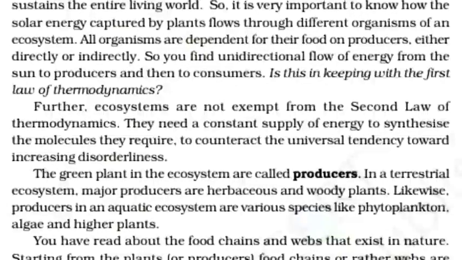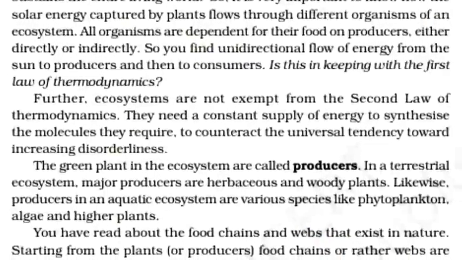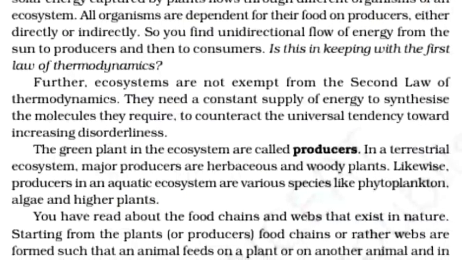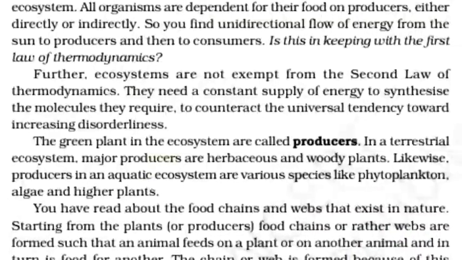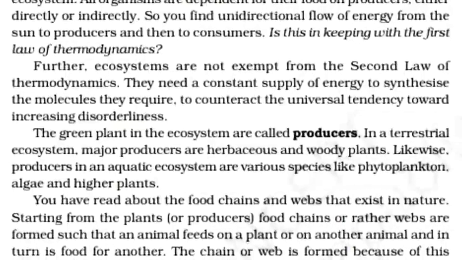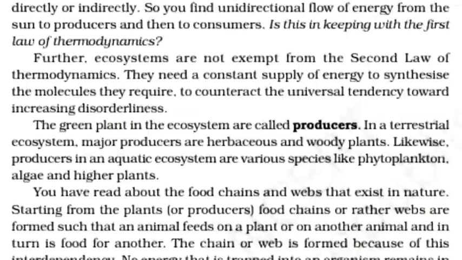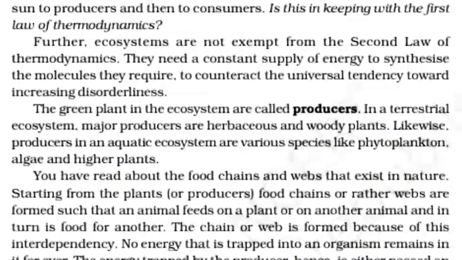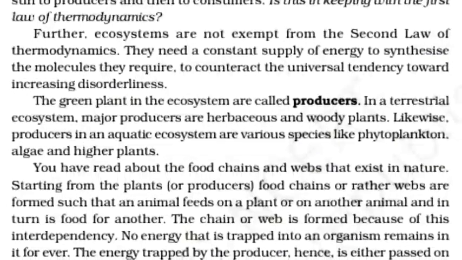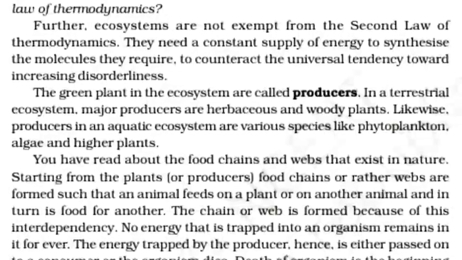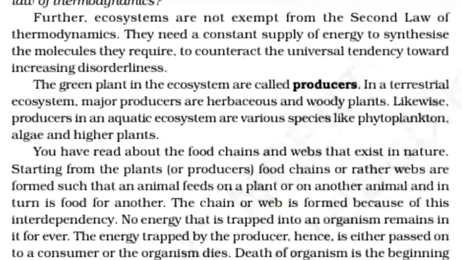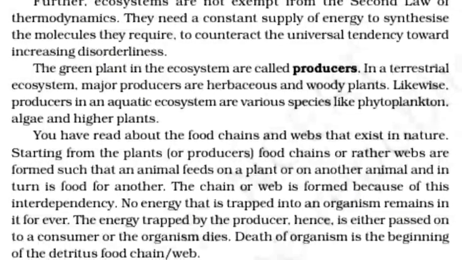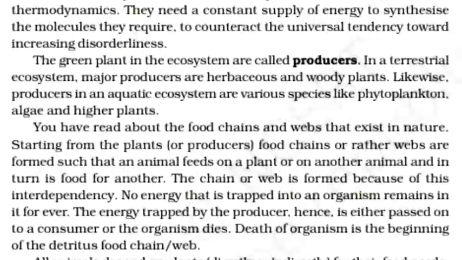So you find unidirectional flow of energy from the sun to producers and then to consumers. Is this in keeping with the first law of thermodynamics? Further, ecosystems are not exempt from the second law of thermodynamics. They need a constant supply of energy to synthesize the molecules they require to counteract the universal tendency towards increasing disorderliness. The green plants in the ecosystem are called producers. In a terrestrial ecosystem, major producers are herbaceous and woody plants. Likewise, producers in an aquatic ecosystem are various species like phytoplankton, algae and higher plants.